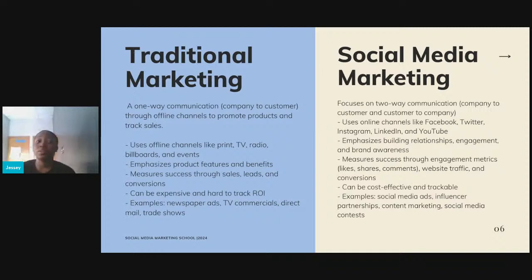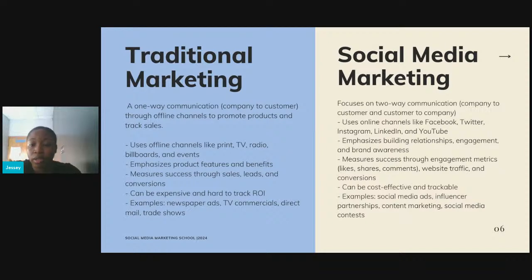Traditional marketing uses offline channels like we have print, we have TV, radio, billboards, and events. These are all traditional channels, offline channels for traditional marketing. Traditional marketing also emphasizes product features and benefits. Like I mentioned earlier, it highlights the product features, right? What you stand to gain if you use this product, right? So yeah, it emphasizes that, and it also measures success through sales, leads, and conversions, right?